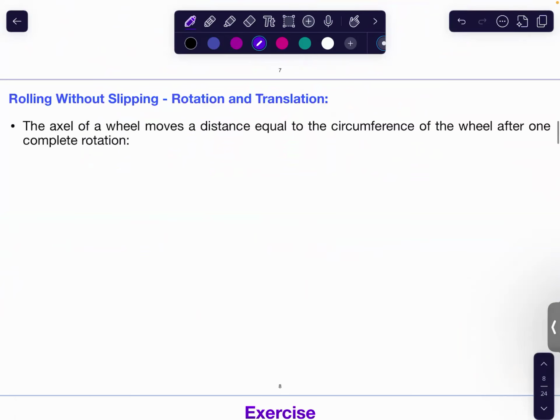Okay, so rotation and translation. The axle of a wheel, let's just say you have a wheel, you have the axle, it's going to move a distance equal to the circumference of the wheel.